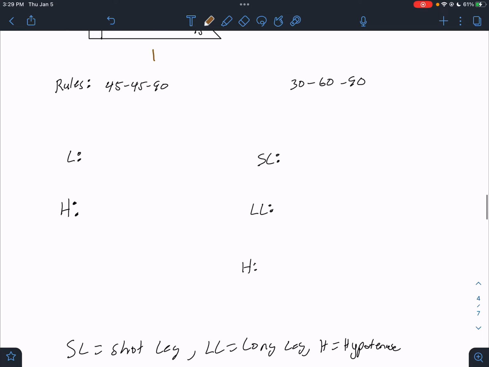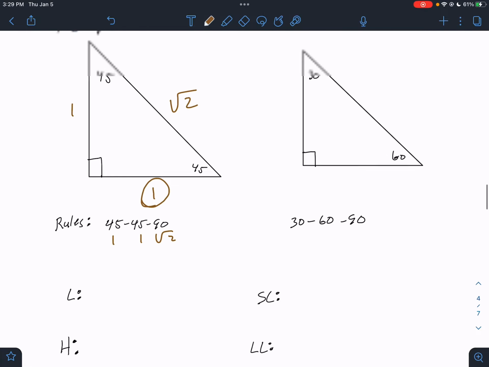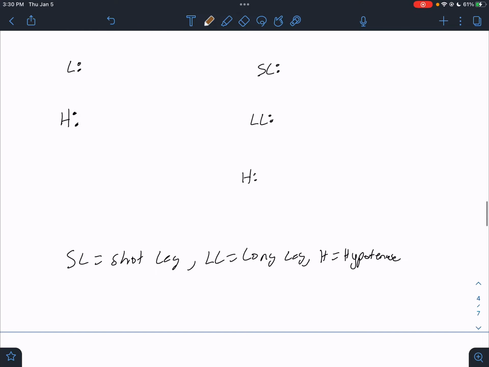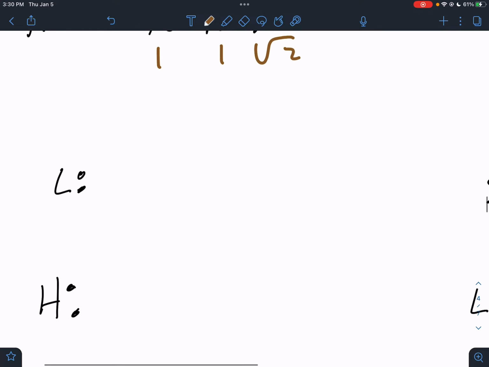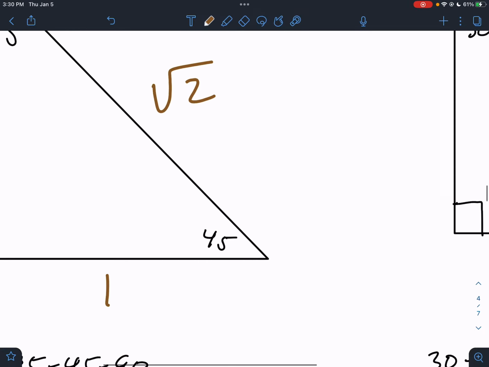So what are the rules here? The rules are 1, 1 root 2. If you know the leg, if we know how big this side is, how do we get the hypotenuse? How do you go from the number 1 to the number root 2? Well, you multiply by the square root of 2. So if you have a leg, you multiply it by the square root of 2, and that equals the hypotenuse. Okay, that's not so bad.